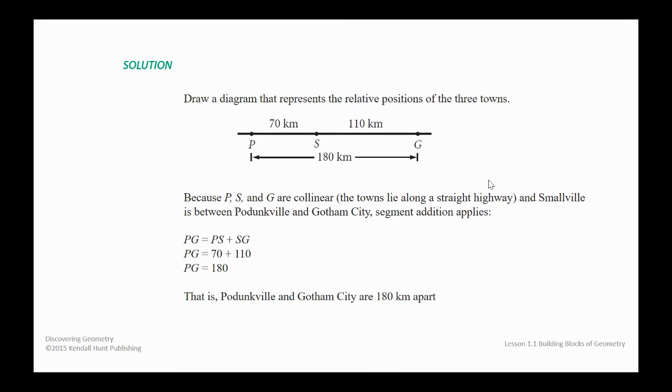Okay, so hopefully you did not think too hard here. If the first two are 70 kilometers apart and the next two are 110 kilometers apart, then they're a total distance of 180 kilometers apart. Segment addition is just this idea that you can add up the little pieces and you get the whole thing. Kind of seems pretty obvious, but again, in geometry, we're starting with the basics here. We've got to agree that something that is obvious actually does work.